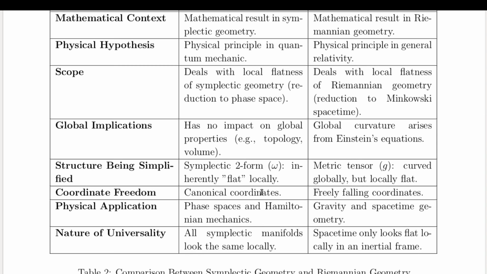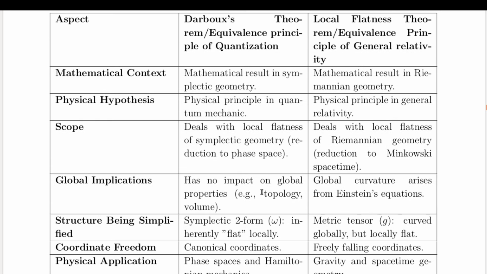Now let's connect this to quantization. The equivalence principle of quantization states that all quantization schemes, no matter how intricate, must ultimately reduce to the canonical commutation relations of the Heisenberg-Dirac algebra. These commutation relations, in turn, are a deformation of the classical Poisson bracket structure, which itself is defined by the symplectic form. In this sense, Darboux's theorem grounds the equivalence principle of quantization by ensuring that the Poisson bracket structure always simplifies locally to its canonical form.